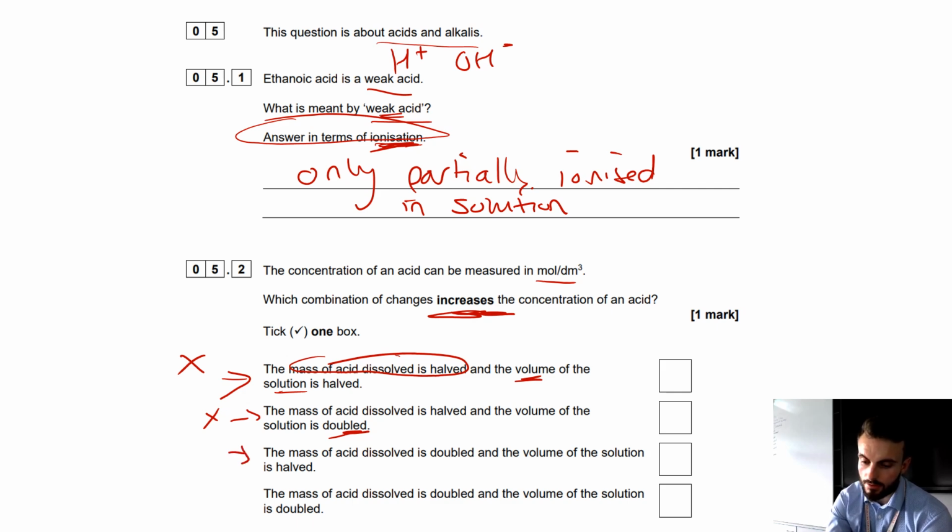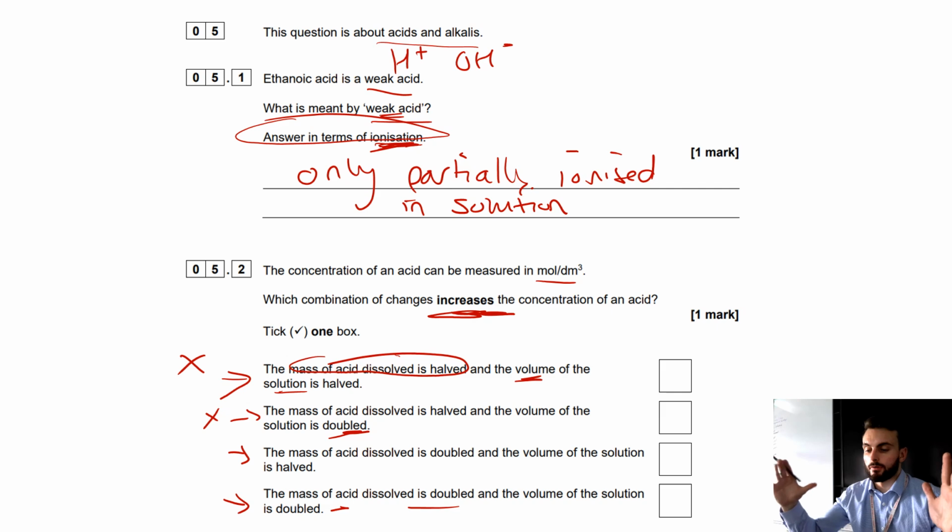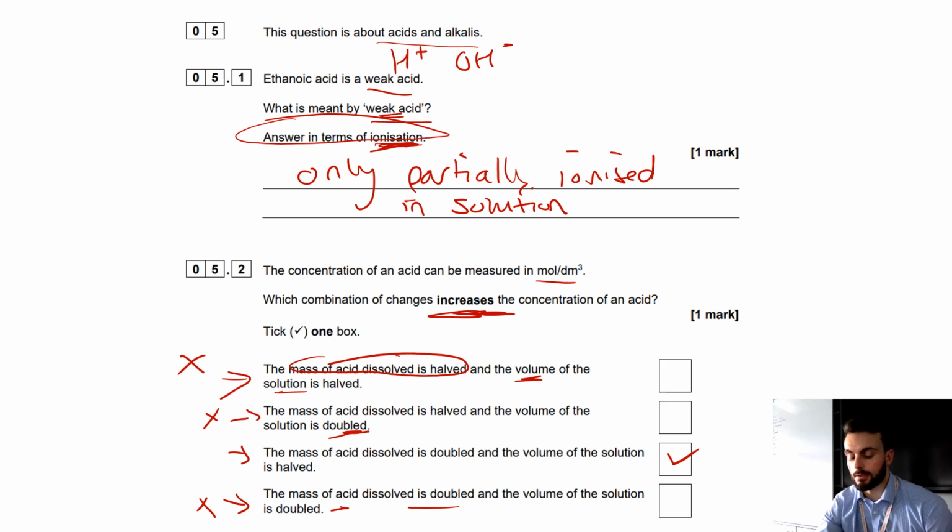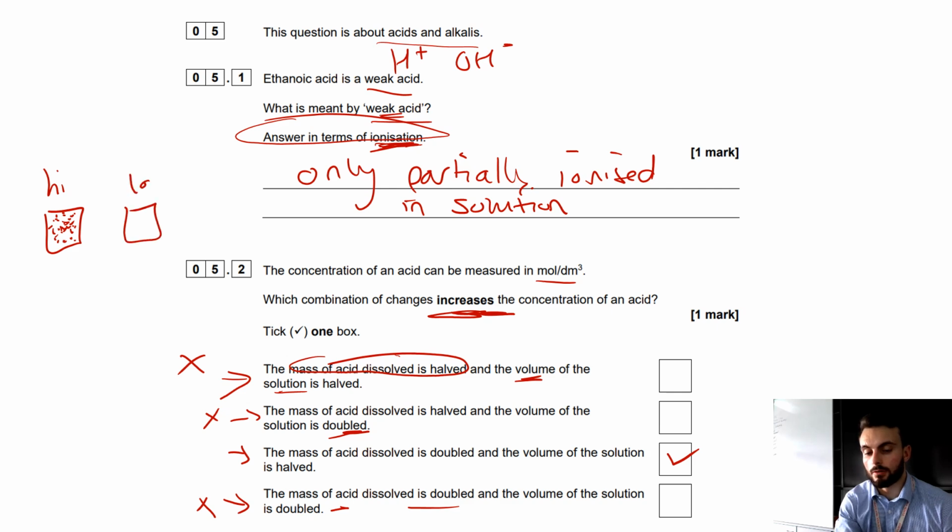Possible. And then the mass of acid dissolved is doubled, and the volume of solution is doubled. For this last one, we've got double the amount of acid, but we've also doubled the volume, so that kind of cancels it out. So the only one that's going to make sense is that we double the mass of the acid and we reduce the volume by half, because remember, for concentration to be high, it's lots and lots of the substance in a small volume, and low is much less of that substance within the volume. So we're doubling the amount of substance and reducing the volume. That's going to increase the concentration.